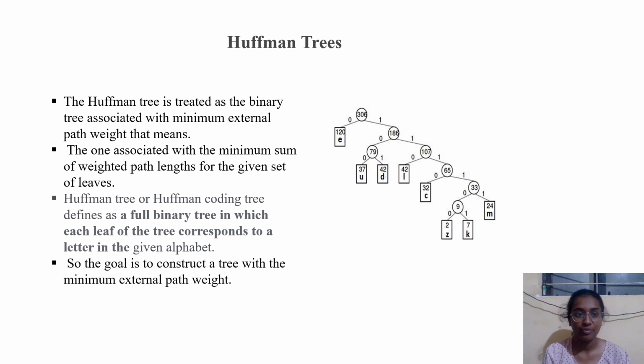Let us know the Huffman tree. The Huffman tree is treated as the binary tree associated with the minimum external path weights. That means the one associated with the minimum sum of weighted path lengths for a given set of leaves. Huffman trees or Huffman coding trees define all the binary trees in which each leaf of the tree corresponds to a letter in the given alphabet. So the goal is to construct a tree with the minimum external path.